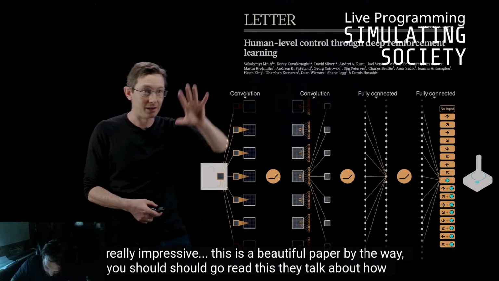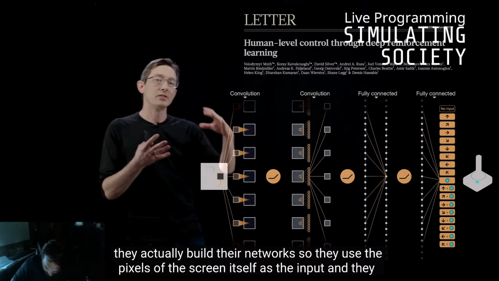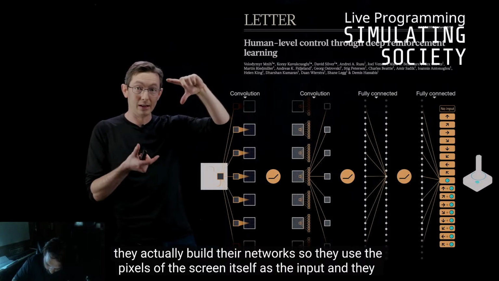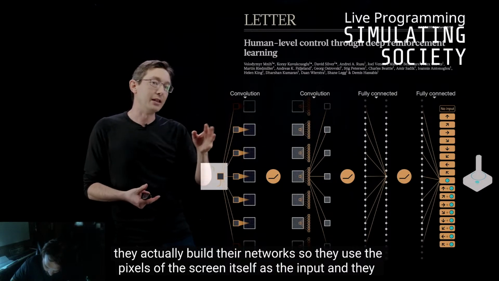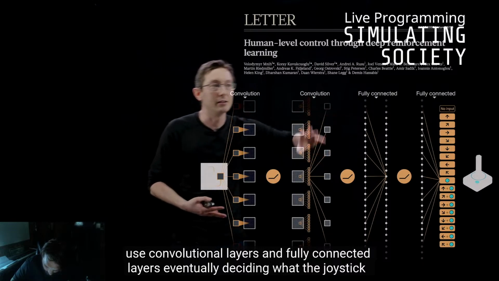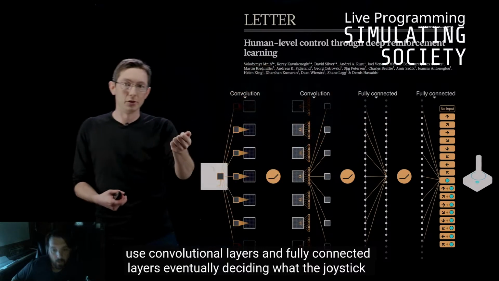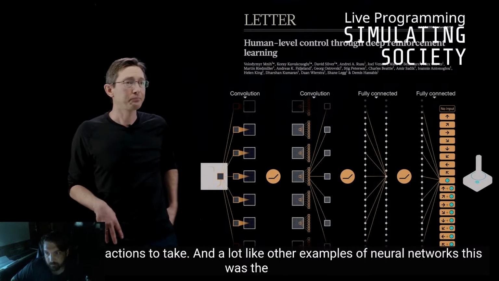You should go read this. They talk about how they actually build their networks. So they use the pixels of the screen itself as the input, and they use convolutional layers and fully connected layers, eventually deciding what the joystick should do, what actions to take.